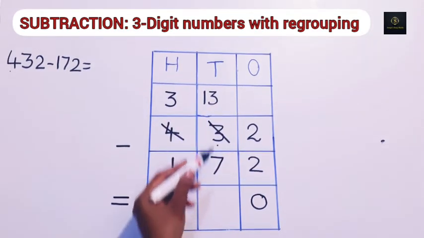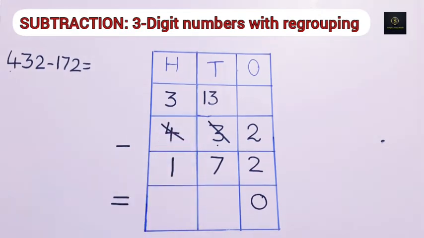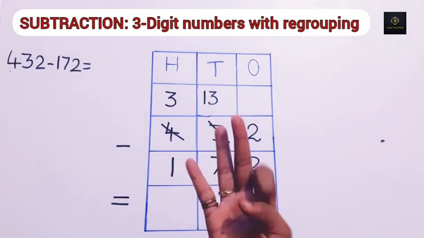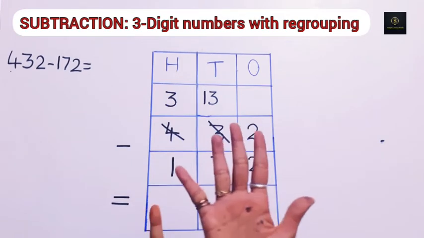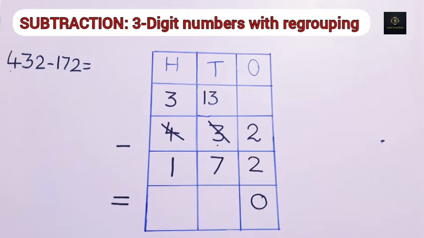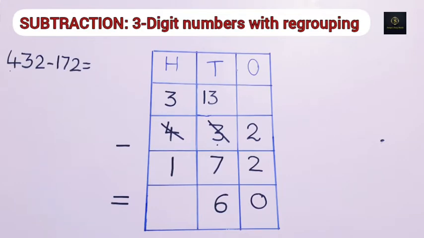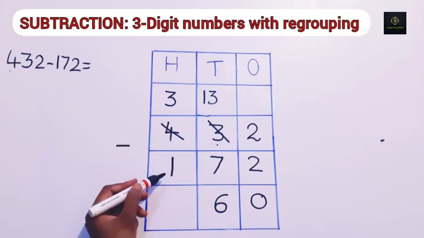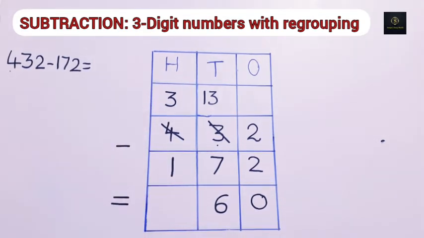Now can we subtract 7 from 13? Yes. Count after 7 till 13. 8, 9, 10, 11, 12, 13. How many are there? Yes, 6. So 13 minus 7 is equal to 6. So we write 6 in the tens place. Now let's subtract the digits in the hundreds column. That is 3 minus 1. So what will remain? Count after 1 till 3.